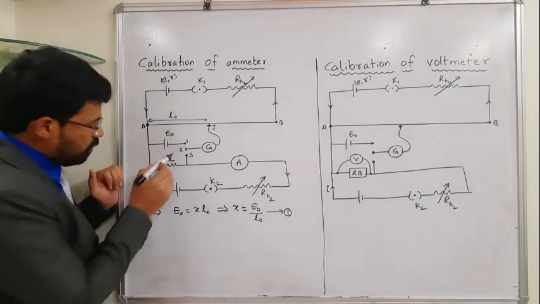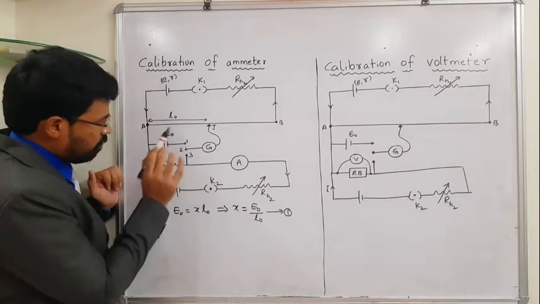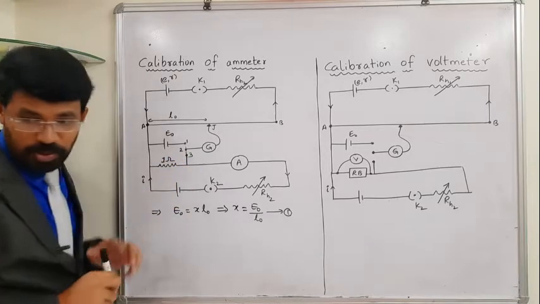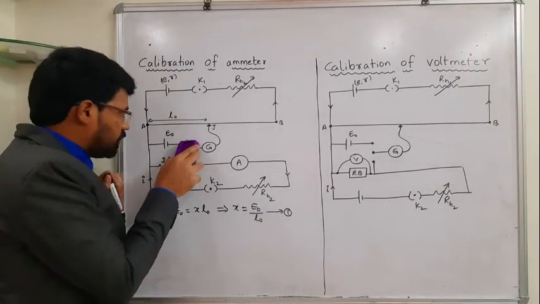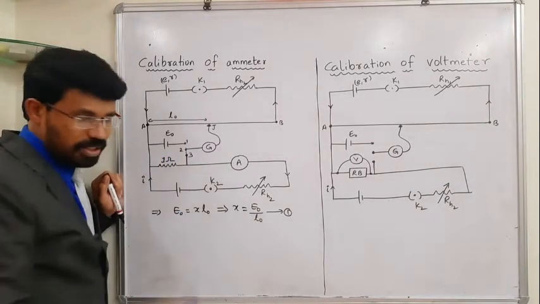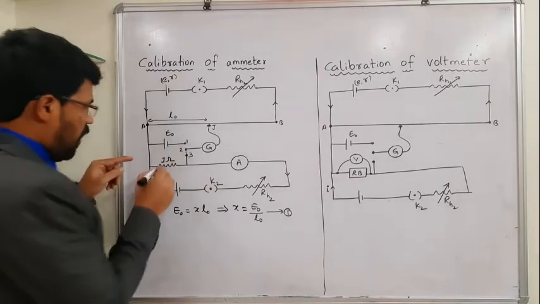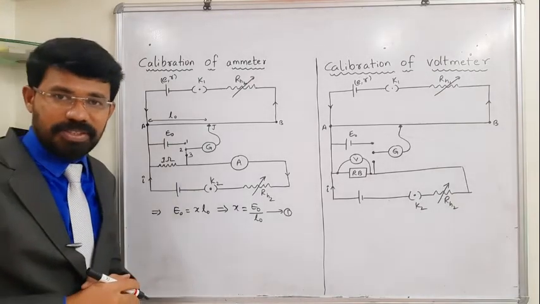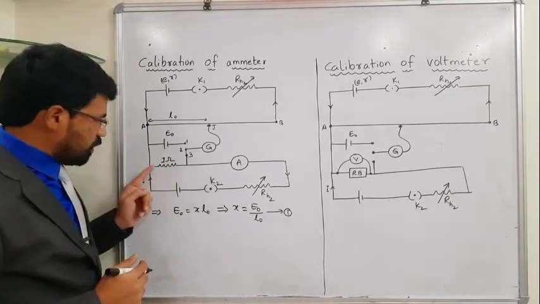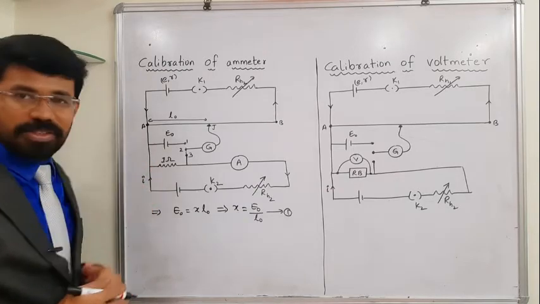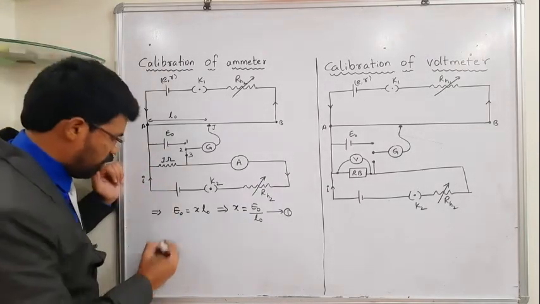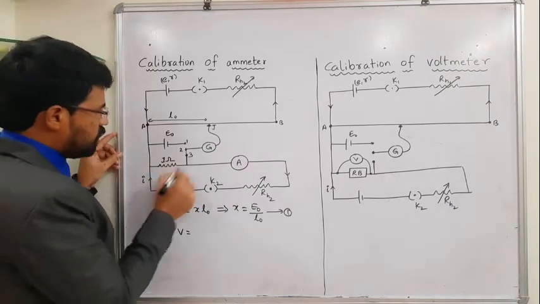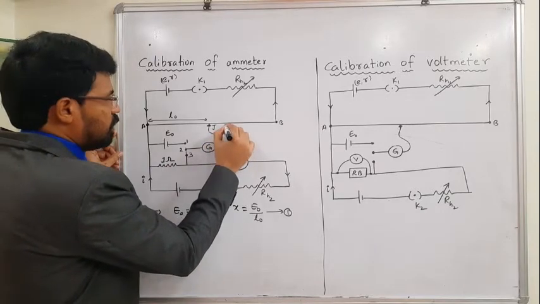Now I'm going to disconnect this cell from the circuit, and I will connect terminals 2 and 3 like this. Terminals 1 and 2 are disconnected, and 2 and 3 are connected. What does it mean? Now this potentiometer is connected across the resistance of 1 ohm. Whatever potential drop I identify across this resistance, I will take as V, equal to the balancing length obtained somewhere here.